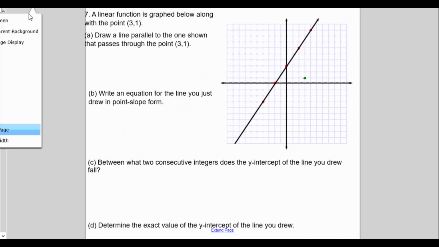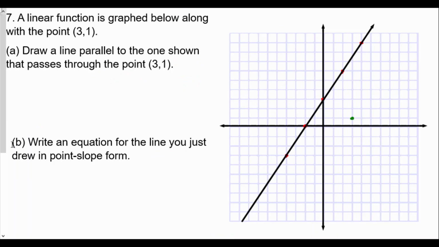Question number 7, let's take a look at this part by part. We see our points are plotted: linear functions graphed along with the point (3, 1) in green. So that's (3, 1). Draw a line parallel to the one shown that passes through the point (3, 1).